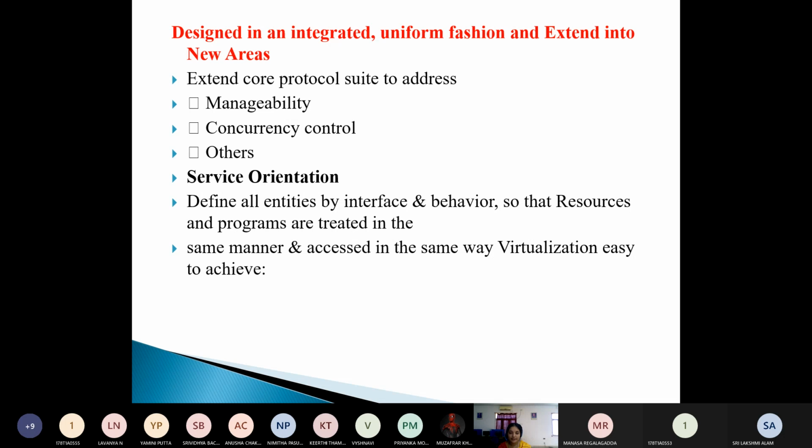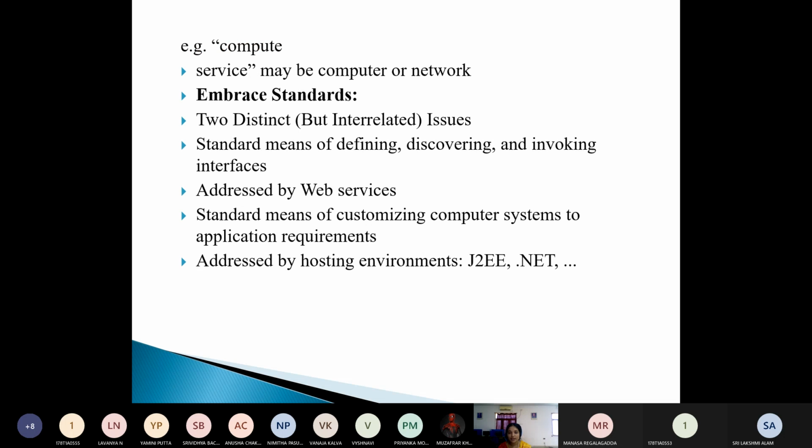So in this service orientation, all entities are treated by interface and behavior. All the resources and programs are treated in the same manner and accessed in the same way, so virtualization is easy to achieve. This is called service orientation. For example, a service may be a computer or a network.